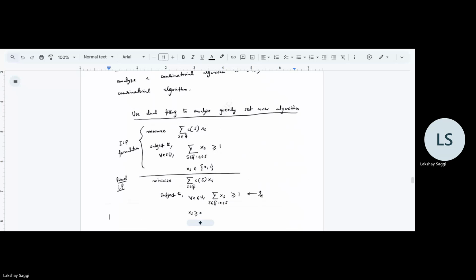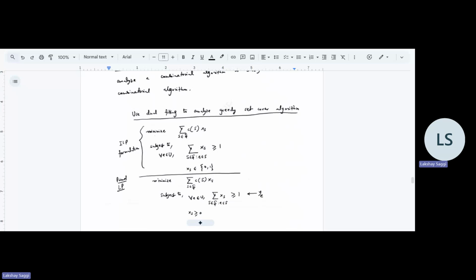So we have to minimize. For every subset in the collection given to us, we can assign a variable x_s. If x_s is 0, then we are not selecting that subset. If x_s is 1, then we are selecting that subset. So the cost of the selected subsets will be nothing but a summation of c_s times x_s. And what are the constraints?